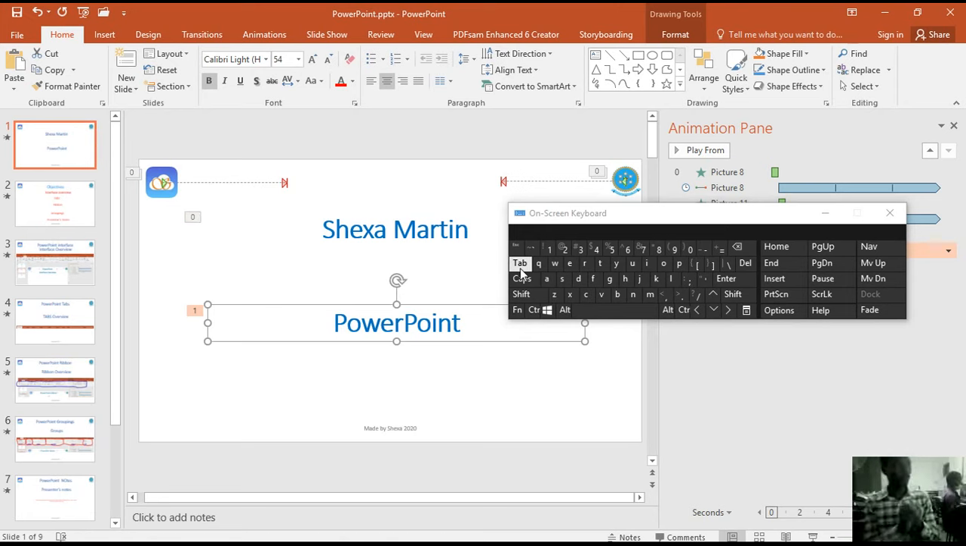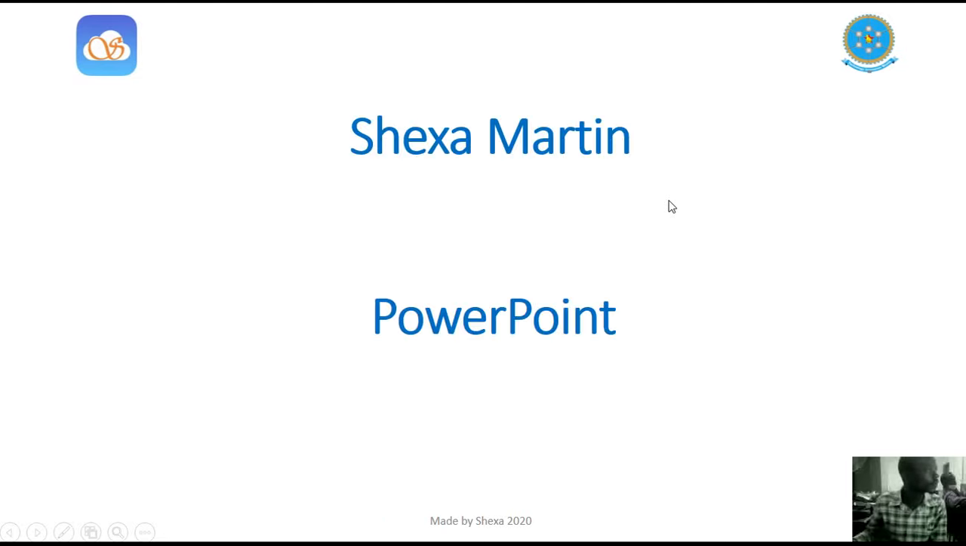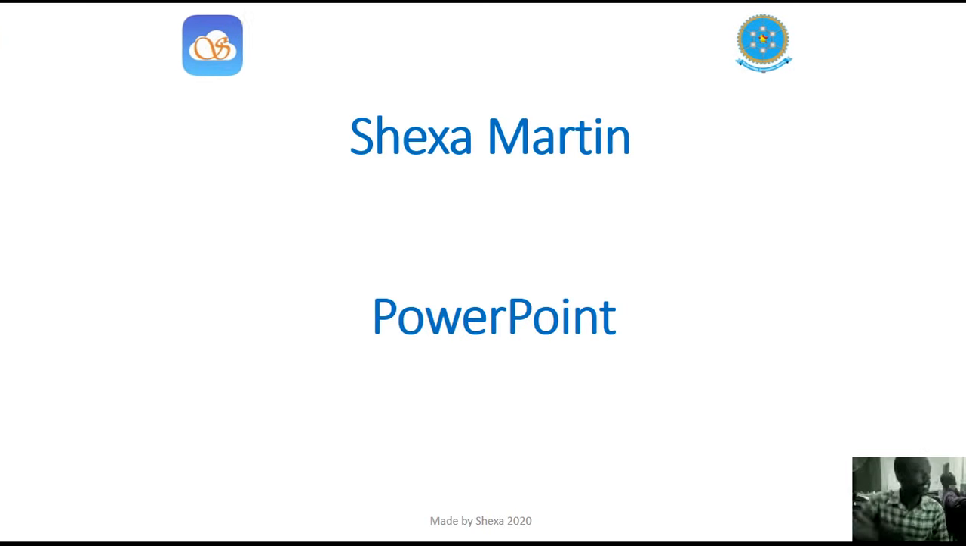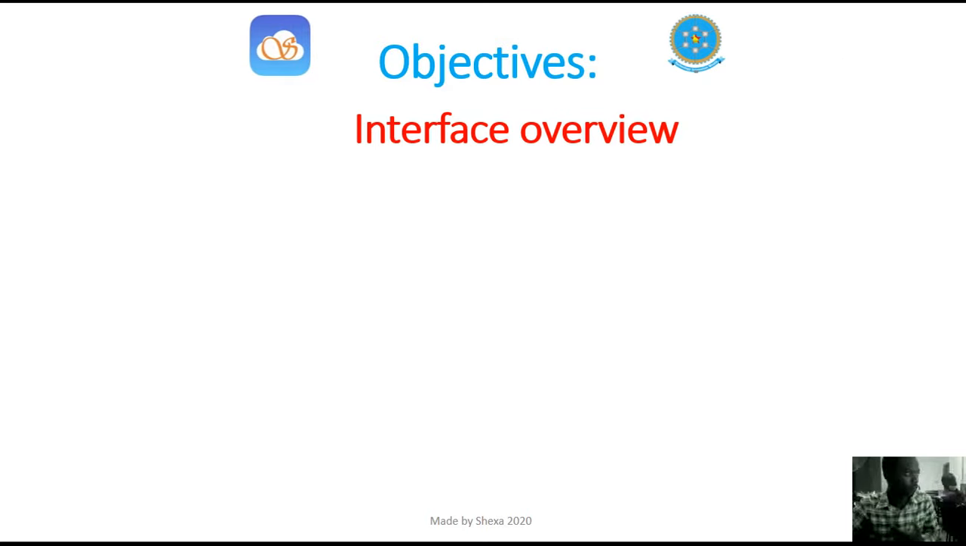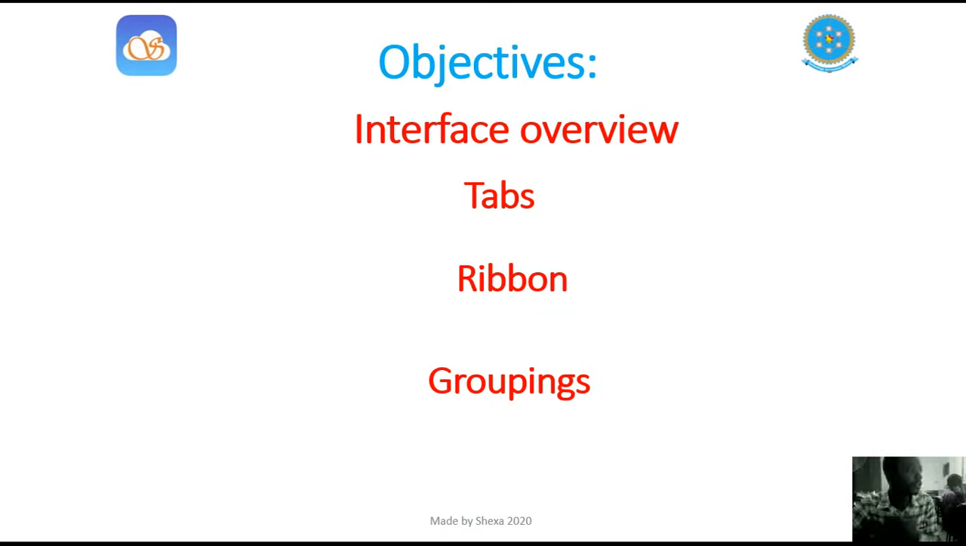Right. So what you shall expect from this lecture is this. What we're going to do is we shall come up with a PowerPoint slideshow which runs like this from scratch. It opens with the name of the presenter. Then from there you click next or downward arrow, and then you say the topic that you're going to present about, and then from there you go to the next slide where you define your objectives to say in this presentation or in this lecture I'm going to talk about these: the interface overview, that is the PowerPoint interface. We're going to talk about tabs, we're going to talk about ribbon, we're going to talk about groupings, we're going to talk about presenter's notes.